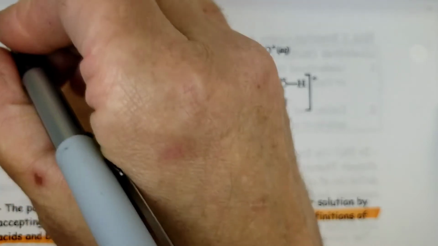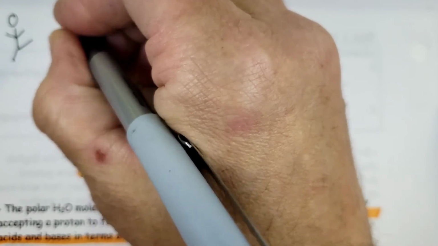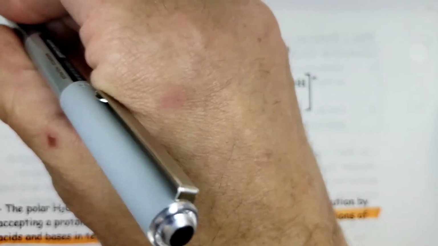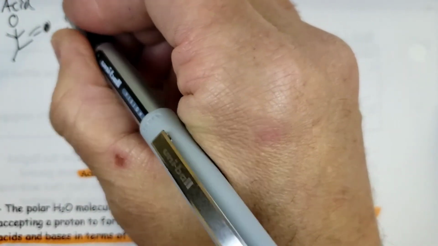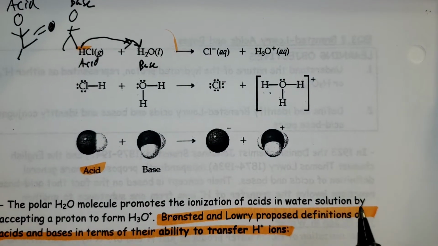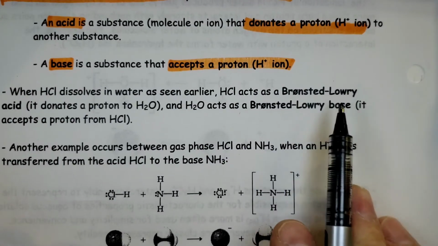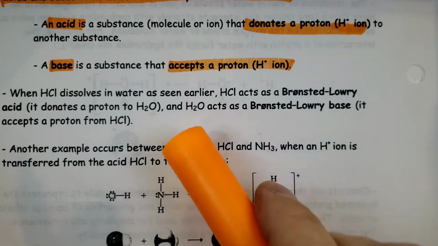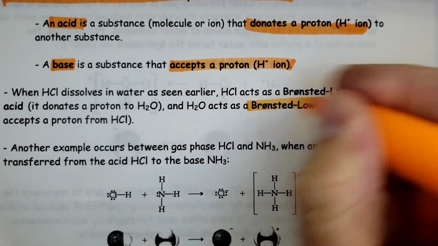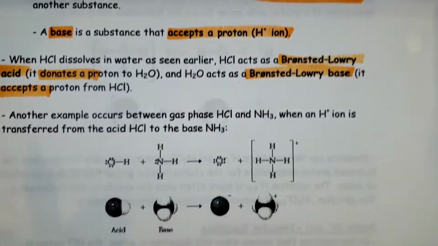Quite often we talk about this in terms of a foot bag analogy, or a hacky sack from back in the day. If we have someone kicking a foot bag to someone else, the one that's donating it is the acid, and the one on the receiving end of it is the base. Okay, so we can kind of think of it like that. When HCl dissolves in water, as seen earlier, HCl acts as the Bronsted-Lowry acid, and the H2O acted as the Bronsted-Lowry base because it accepted. So base accepts, acid donates, or gives up.